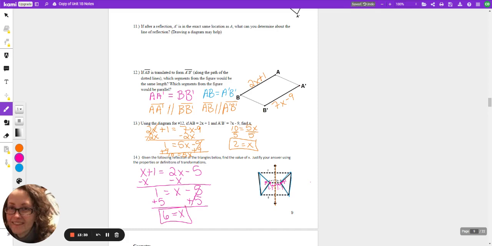Now these problems, especially questions 13 and 14, are going to be helping you as you are solving problems on pages 12 and 13 in your packet.